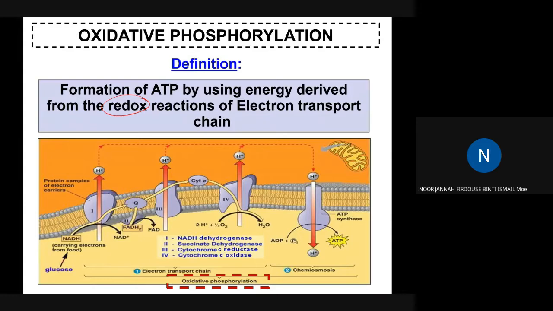This is actually the structure of a mitochondrial membrane. We know that oxidative phosphorylation occurs in the mitochondria, right? And specifically, it occurs in the inner membrane of the mitochondria, in other words, that includes the crista, the folded part of the mitochondria, right?